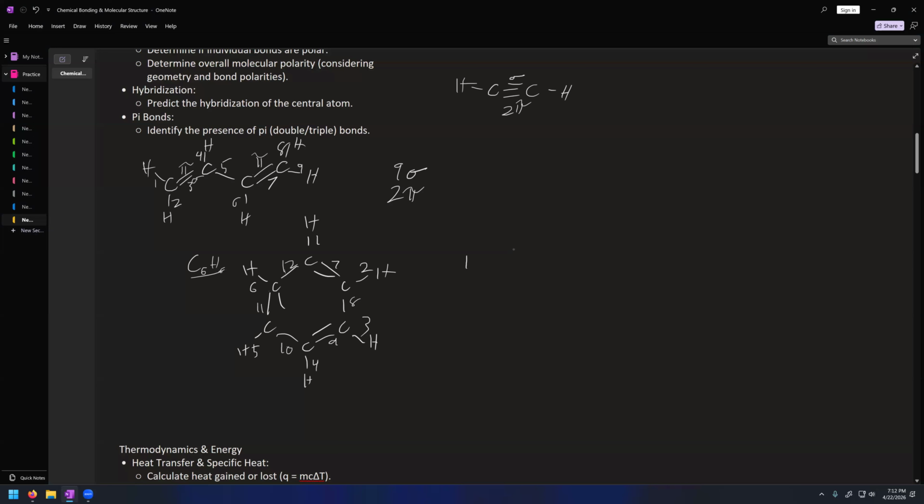So there's 12 sigma bonds on that benzene molecule, and then to find the number of pi bonds, we're just looking for anywhere that we have a double bond. And so that's a double bond, that's a double bond, that's a double bond. Each one of those is going to give us an additional pi bond for a grand total of 3 pi bonds on my benzene molecule. Do I have any questions related to counting the number of sigma and pi bonds on these molecules?